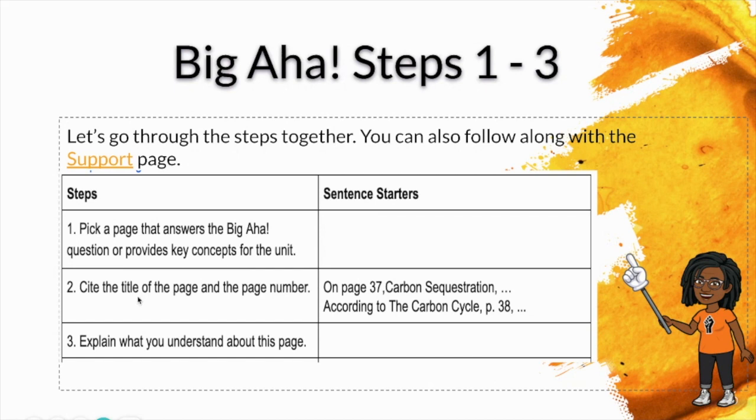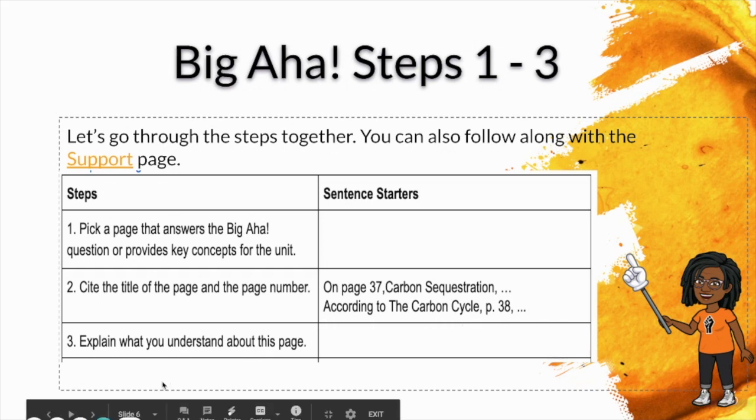As we noted, you're also going to always cite the title of the page and the page number. And these are some sentence starters: on page 37, carbon sequestration, according to the carbon cycle, page 38. And then you'll kind of tell us what you know about that particular page. So then you explain what you understand about the page.